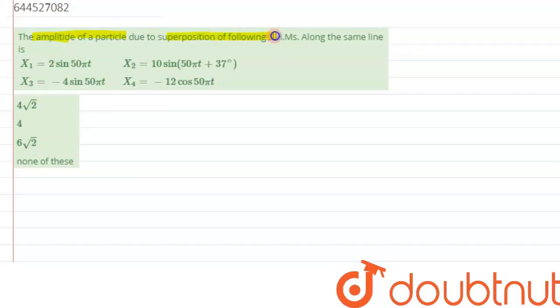Hi everyone, so we are given a question which says the amplitude of a particle due to superposition of the following SHMs along the same line is. So we have been given the displacement equations of four particles performing SHM. The first is x1 as 2 sine 50 pi t, x2 as 10 sine of 50 pi t plus 37 degree, x3 as minus 4 sine 50 pi t, and finally the fourth particle has a displacement of x4 as minus 12 cos 50 pi t.